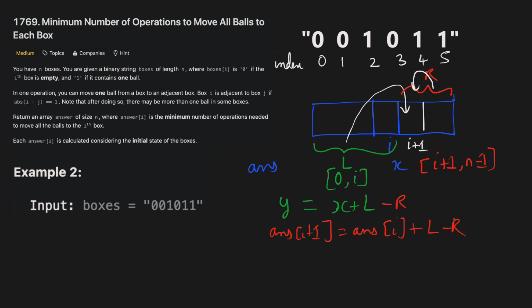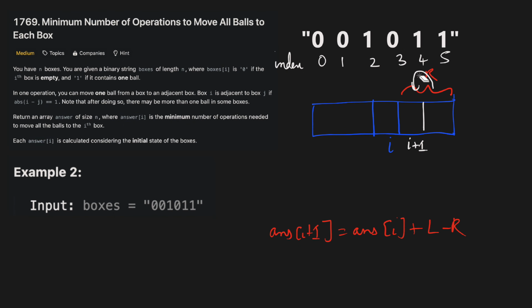But how do we put it in practice? And this is where prefix sum can help us. As we move from left to right, we can keep a running total of balls encountered so far. That will give us L. Similarly, as we move from right to left, we can keep a running total of balls encountered so far. That will give us R. And now we can use this equation because we have the value for L and R, and now we will start deriving the answer based on it.